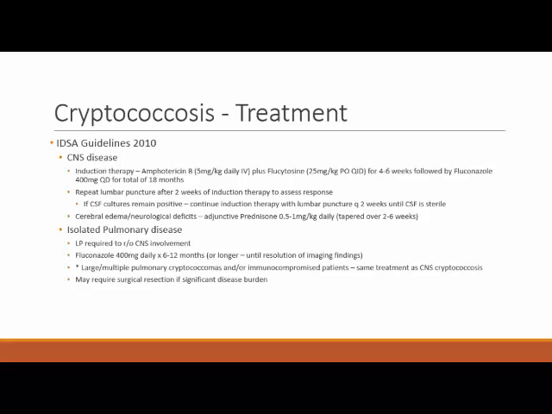But if there are these cryptococcomas in the lungs or the patients are immunocompromised, the IDSA does recommend that you actually do the CNS treatment. And if there are these large cryptococcomas that are causing significant disease burden, they may require surgical resection, but there are no formal guidelines about which patients we should refer for that.